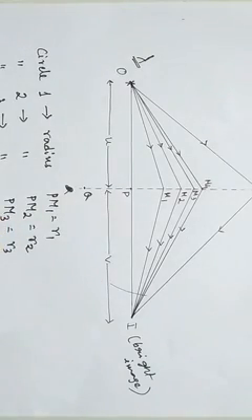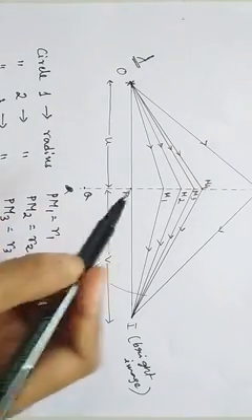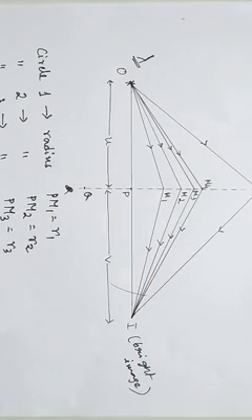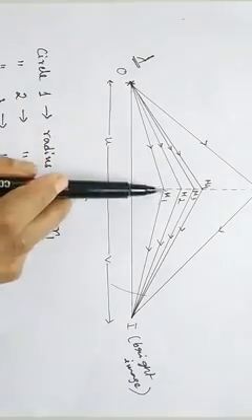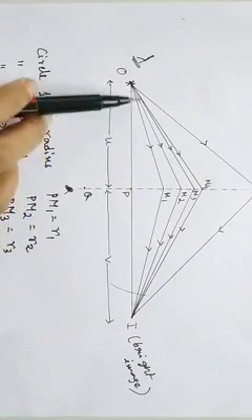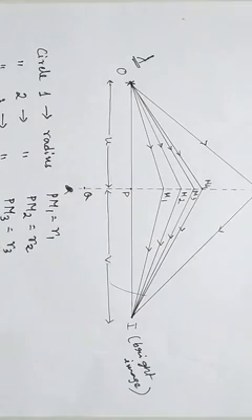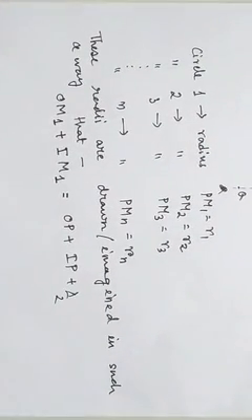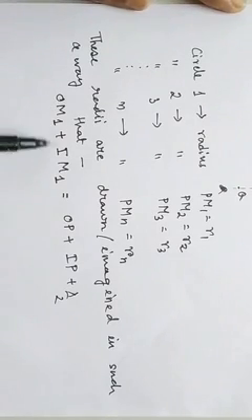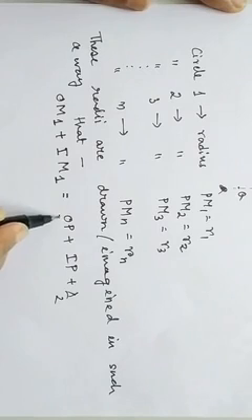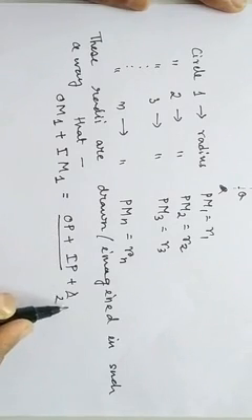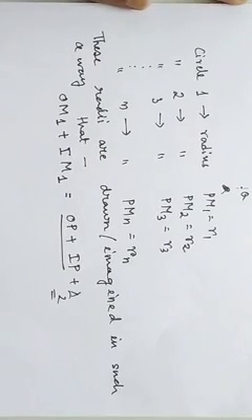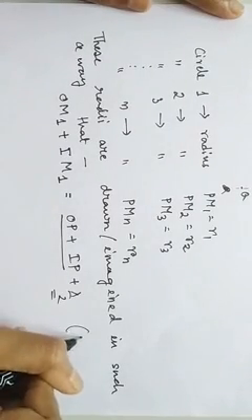But by how much? PM1 is drawn in such a way that OM1 plus IM1 is greater than OP plus IP by a length of lambda by 2, where lambda is the wavelength of the light employed. So that's why OM1 plus IM1 is greater than OP plus IP by lambda by 2. This is for the first circle.